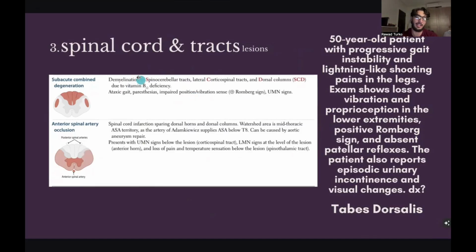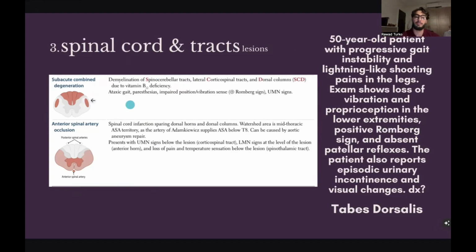So SCD. This is the mnemonic. S for spinocerebellar, C for corticospinal. This is the corticospinal tract, and D for the dorsal columns. Because of a vitamin B12 deficiency. And vitamin B12 is found in a lot of animal products. That's why, usually, it's going to manifest in a vegan who hasn't had any animal products for years and years.